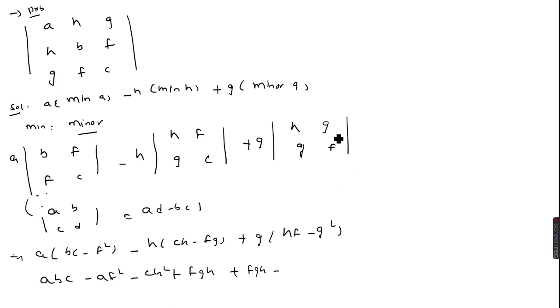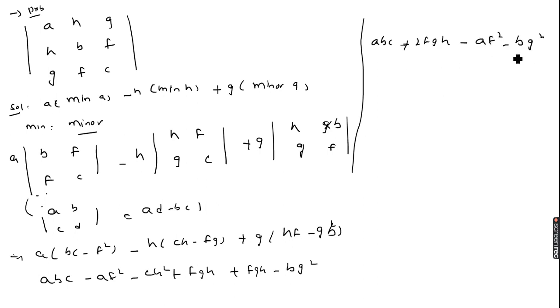this is nothing but HFG. So this is nothing but minus BG square. So finally we get ABC plus 2FGH minus AF square minus BG square minus CH square.